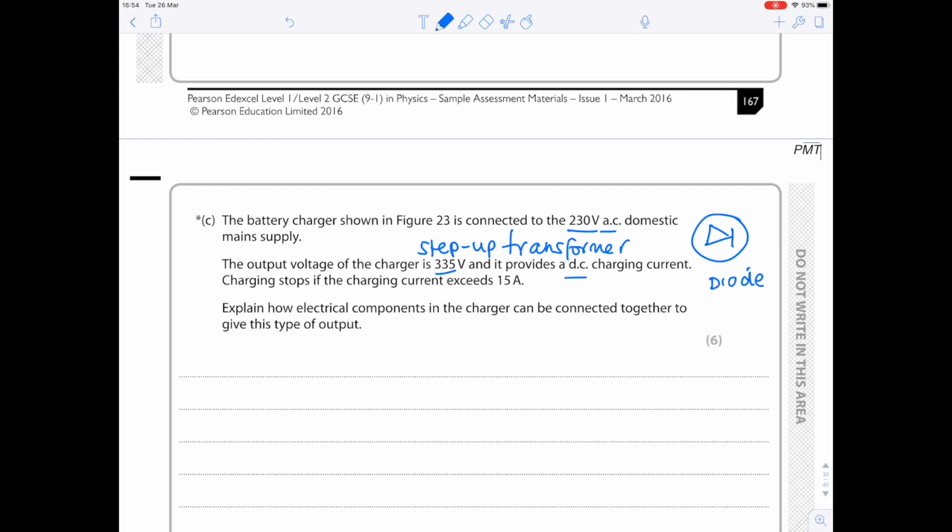We need to be careful that our current doesn't exceed 15 amps, and that's where a fuse is going to be useful, because remember that limits the current that can flow through. And lastly, we need an output of energy, so we're going to use a battery to do that. So these are all our ingredients. It is a difficult question, it's worth 6 marks, so I'm going to go through the sequence of events needed.